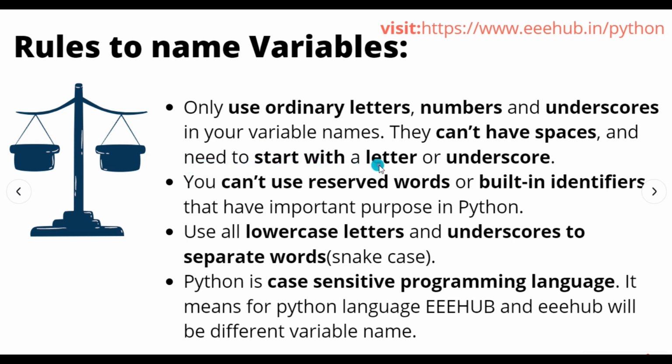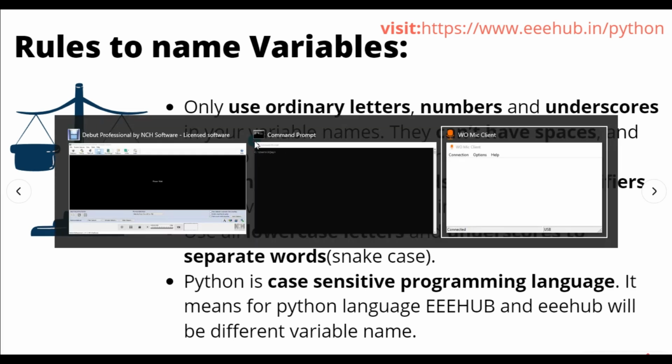The variable name needs to start with a letter or underscore. You should always remember that your variable name should start with a letter or underscore. It should not start with a number. So this is the rule for naming a variable in Python. Okay, so let's see this first point in the command prompt.